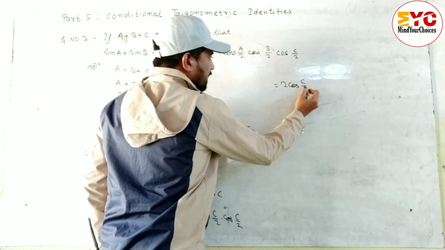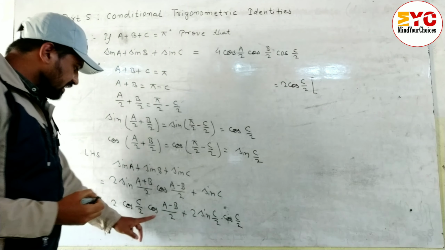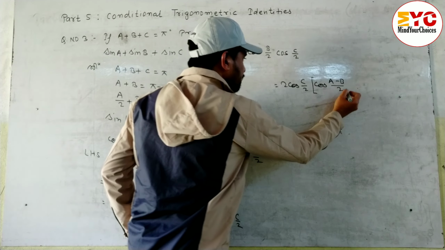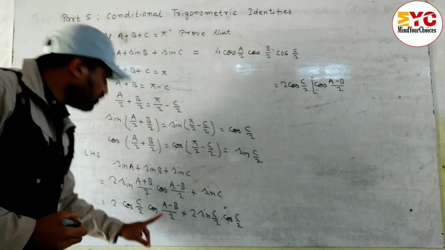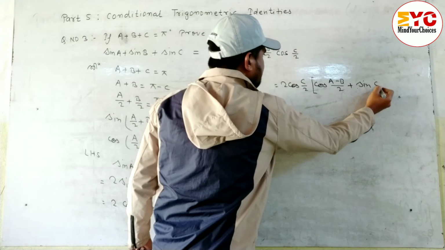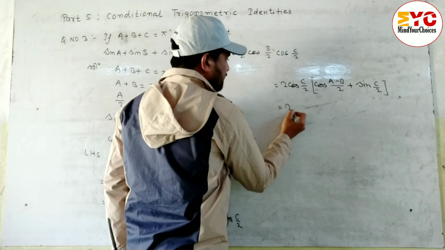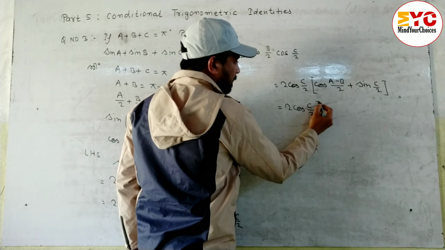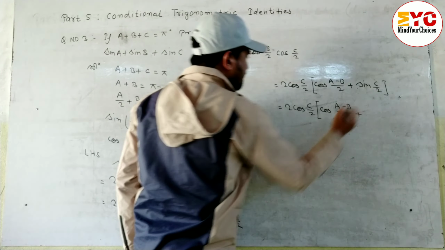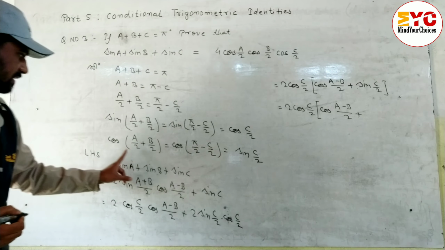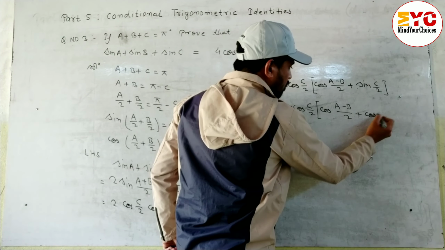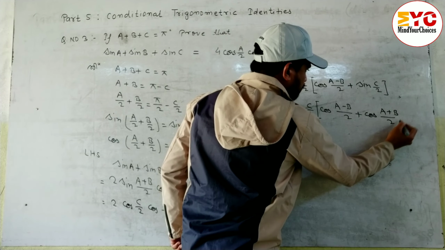2 cos c by 2 is common, so the remaining is cos (a minus b) by 2. 2 cos c by 2 is already common, so the remaining is sine c by 2. So we can write here plus sine c by 2. Now we have to put the value of sine c by 2. Cos c by 2 times cos (a minus b) by 2 plus sine c by 2, and the value of sine c by 2 is cos (a plus b) by 2. So we can write here cos (a plus b) by 2.